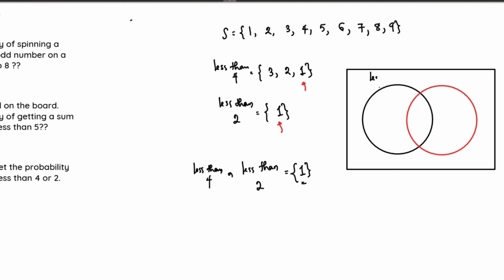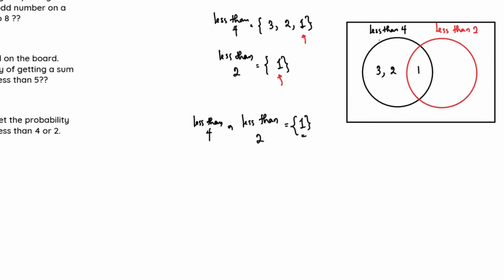So we have less than 4, and we have here less than 2. So we start with the intersection, and the common element between them is 1. So what are those values that are less than 4? We have 3, 2, 1. So right here we have 3 and we have 2, and the value less than 2 is just 1, and we have just the 1 right here.